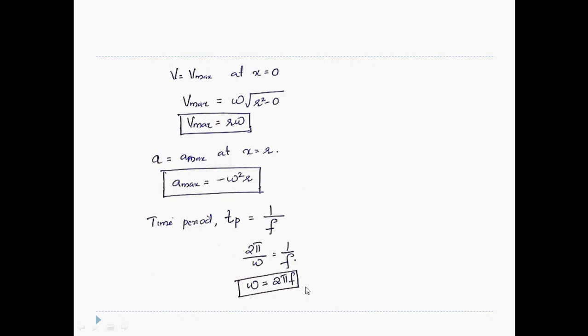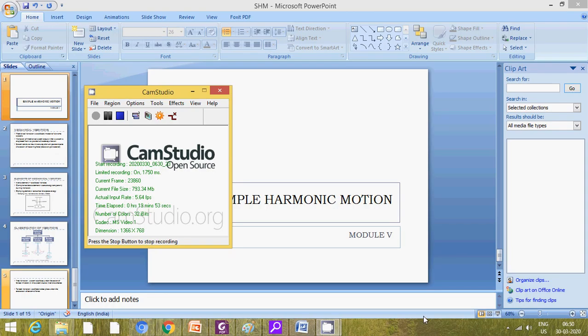Then for finding the equation for omega, you can take the relationship between Tp and f. Time period Tp is equal to 1 by frequency. We already know that time period Tp is equal to 2 pi by omega. So 2 pi by omega is equal to 1 by f, or omega is equal to 2 pi f. So these are the equations for acceleration and velocity for simple harmonic motion. The problems can be discussed in the next video. Okay, thank you.